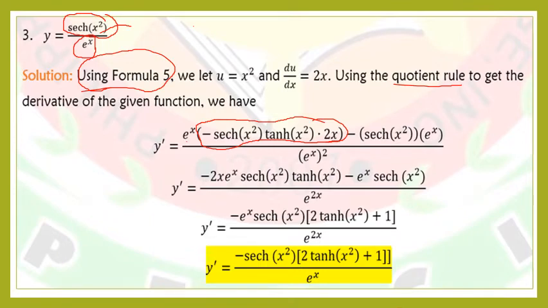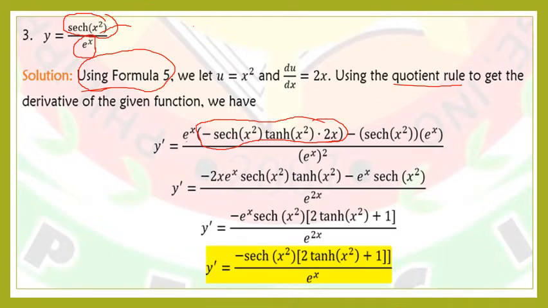Simplifying, we get negative 2x times e to the power of x, hyperbolic secant of x squared, hyperbolic tangent of x squared, minus e to the power of x hyperbolic secant of x squared, over e to the x quantity squared, which is just equivalent to e to the power of x.